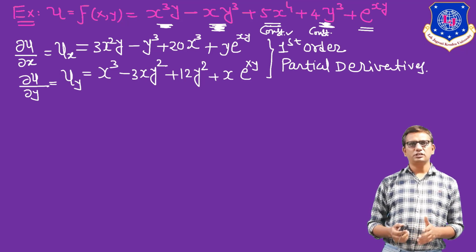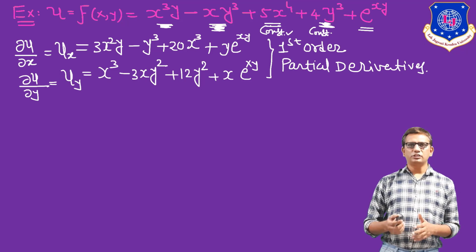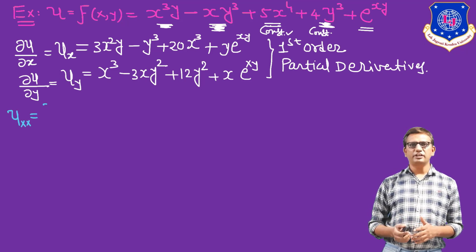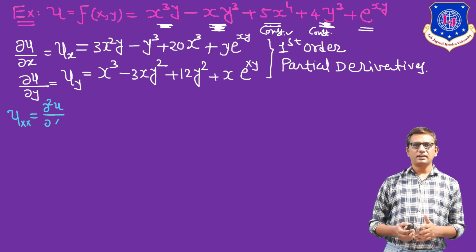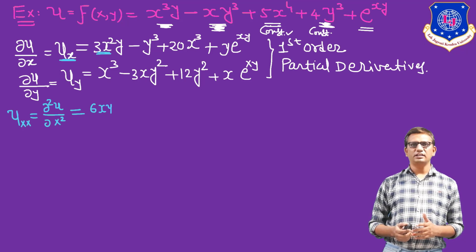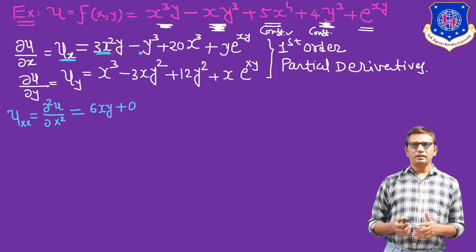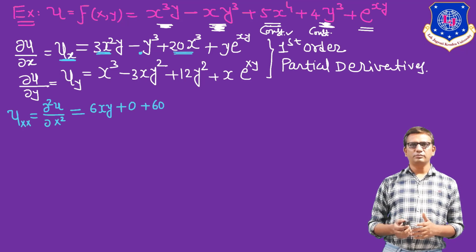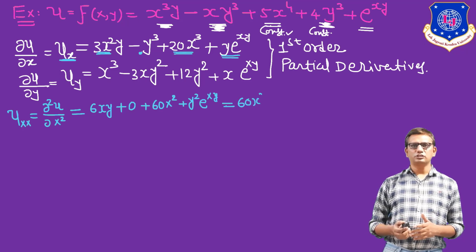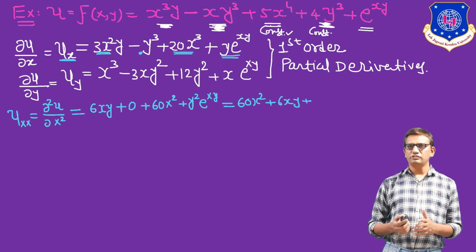Now we will differentiate del u by del x again with respect to x, that is our second order partial derivative. So uxx, also written as del square u by del x square, can be written as 6xy minus, the second term is 0 so its derivative is 0, and the third term derivative will be 60x square, and the last term derivative is y square e raised to xy, because the derivative of e raised to xy is e raised to xy, and we are differentiating with respect to x, so y comes outside, so finally the last term will be y square e raised to xy.